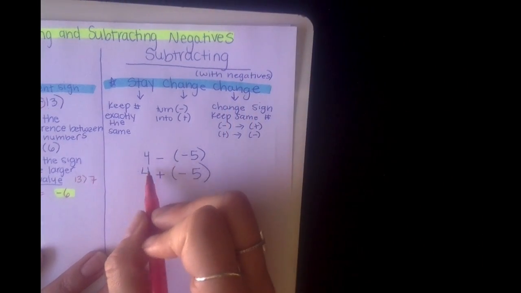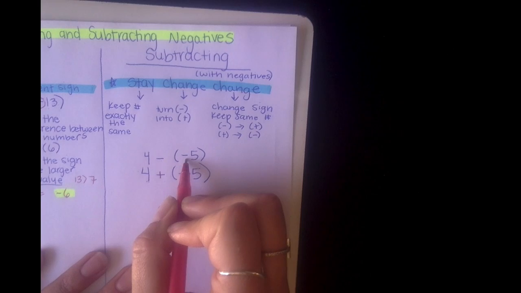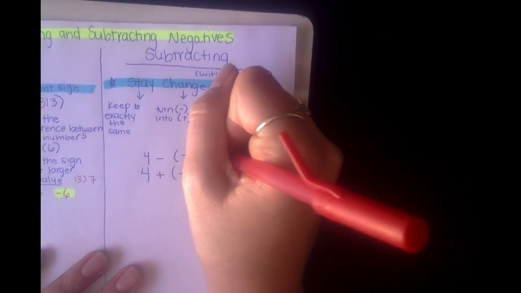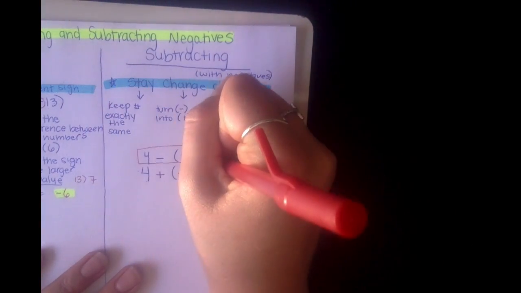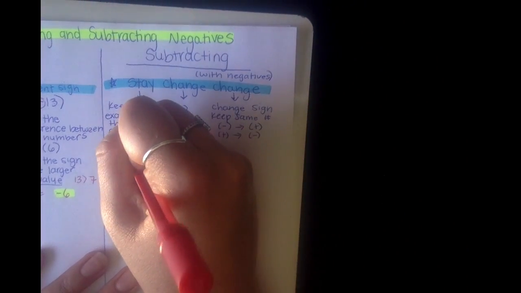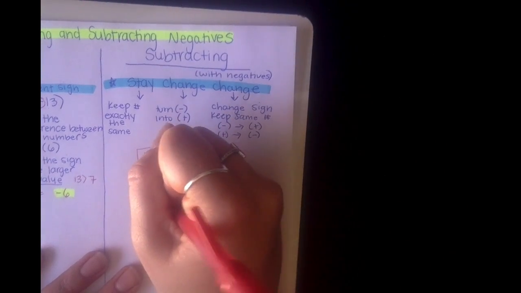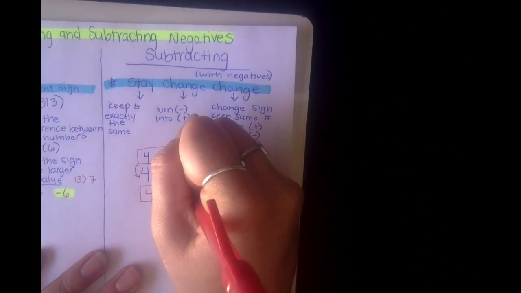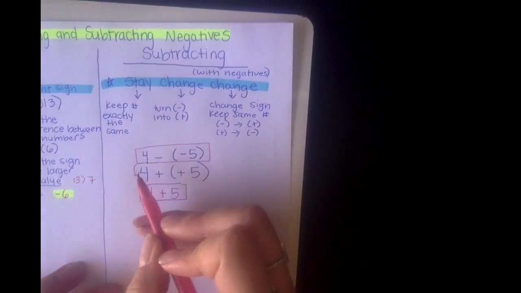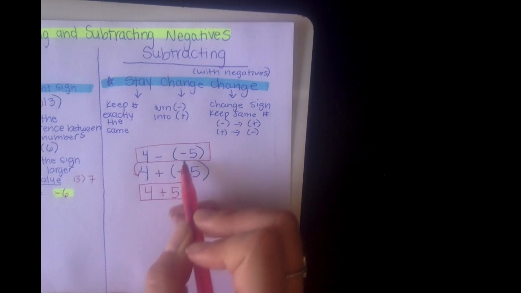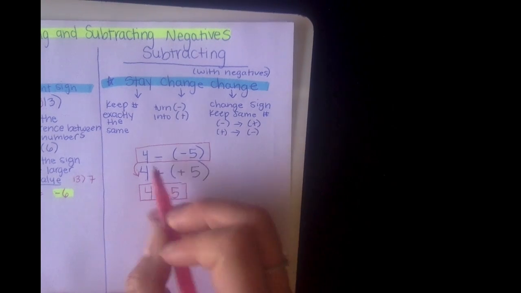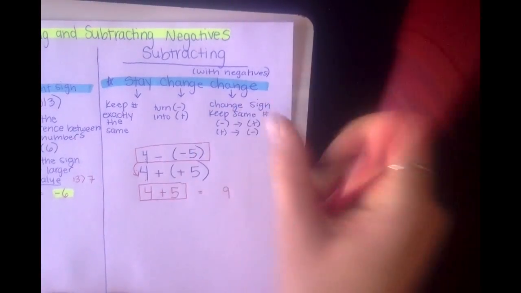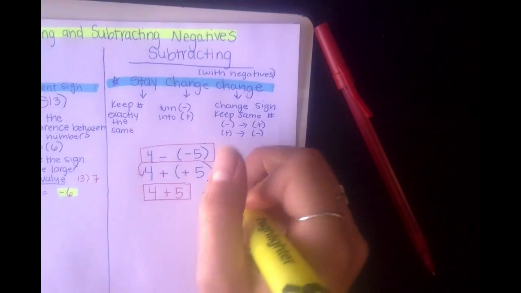Basically, a negative will become positive, and if it's positive, you turn it into negative. So in this case, I change my -5 into a +5. So basically, this was my original problem, and I turned it into this, which is really 4 plus a +5, which is 4 plus 5. So these are the same equation. 4 minus a -5 is the same thing as 4 plus 5. So we do stay, change, change, because now I can think, oh, 4 plus 5, that equals 9. And so your answer is 9.